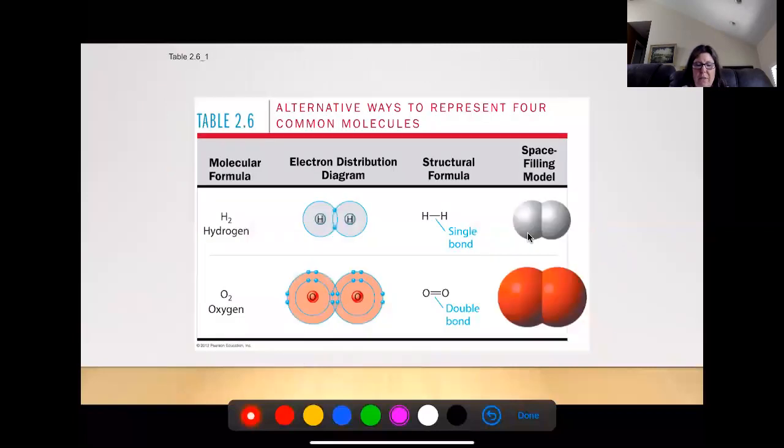There are so many different ways that we can show this. So again, we have the orbital diagram, we have a space filling model, or we just have our structural formula. Now, sometimes we can share two pairs of electrons, and that's called a double bond, or three pairs called a triple bond.